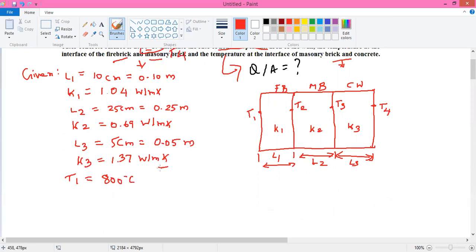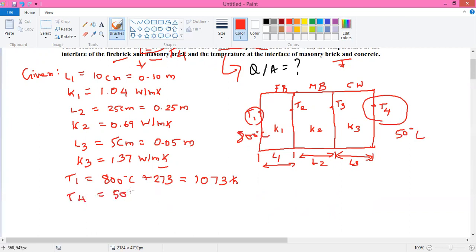Okay. So we use Kelvin in the formula for the thermal conductivity, so converted into Kelvin, that is 800 plus 273. We finally get the temperature in Kelvin, that is 1073 Kelvin. Okay. So the exit temperature T4 is 50 degrees Celsius. So converted into Kelvin, that is 50 plus 273, and finally we get 323 Kelvin. Okay. So these are the given data from the problem.